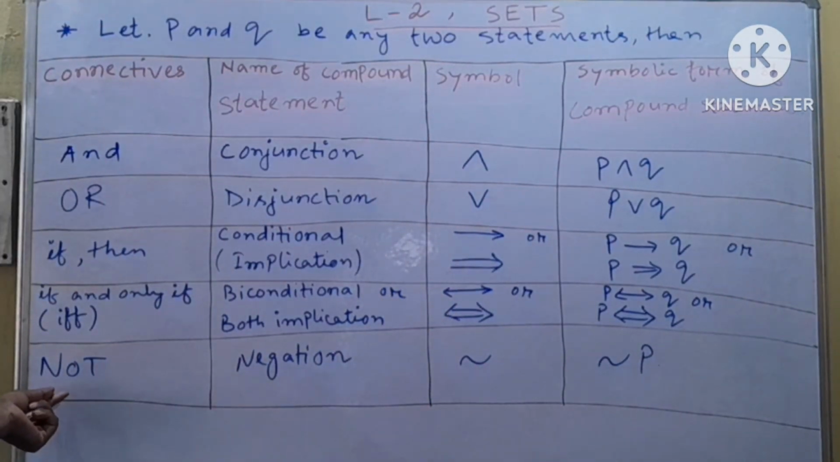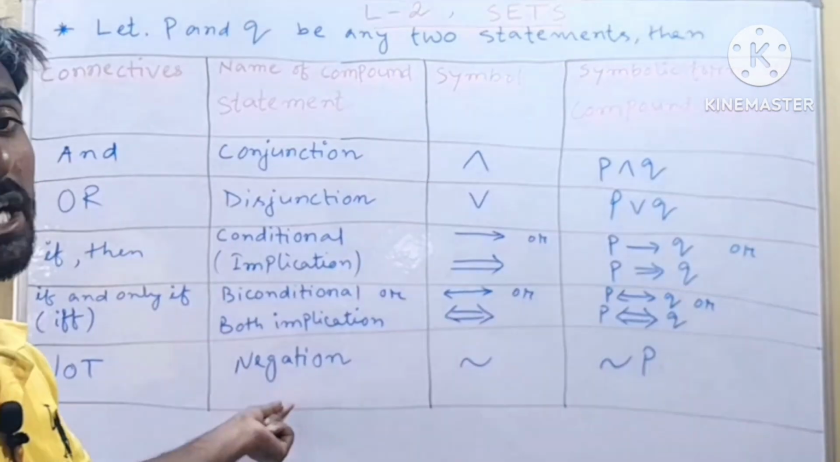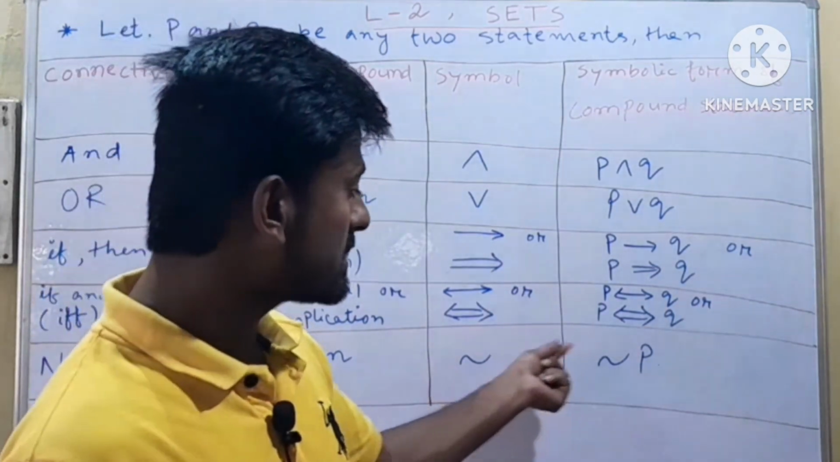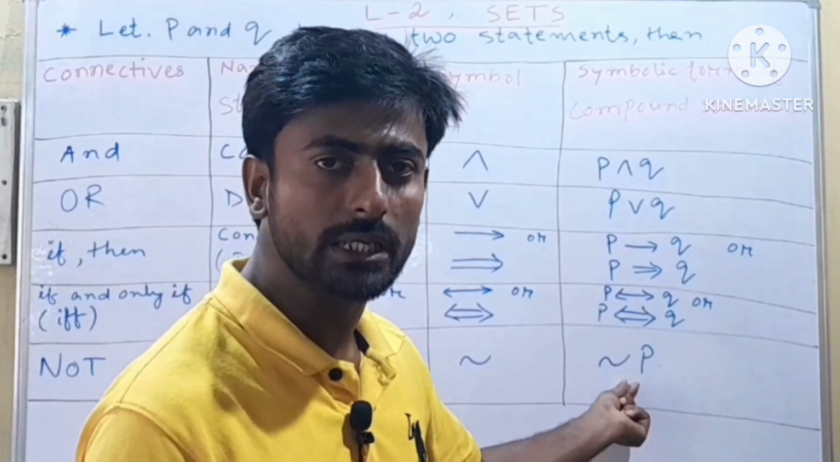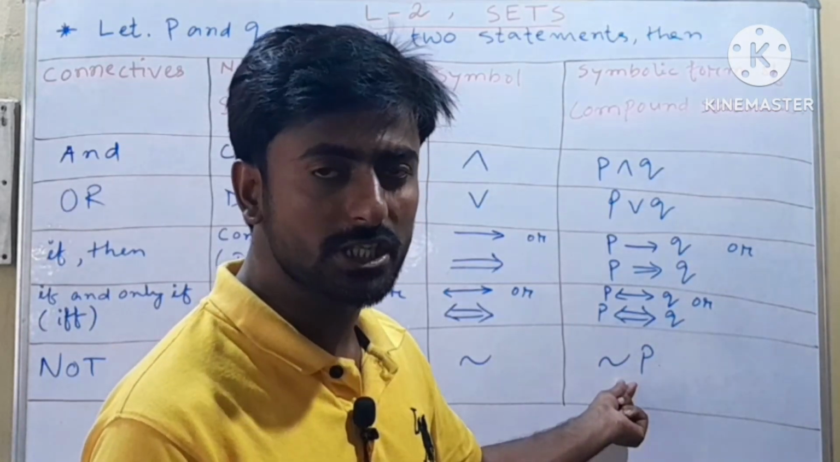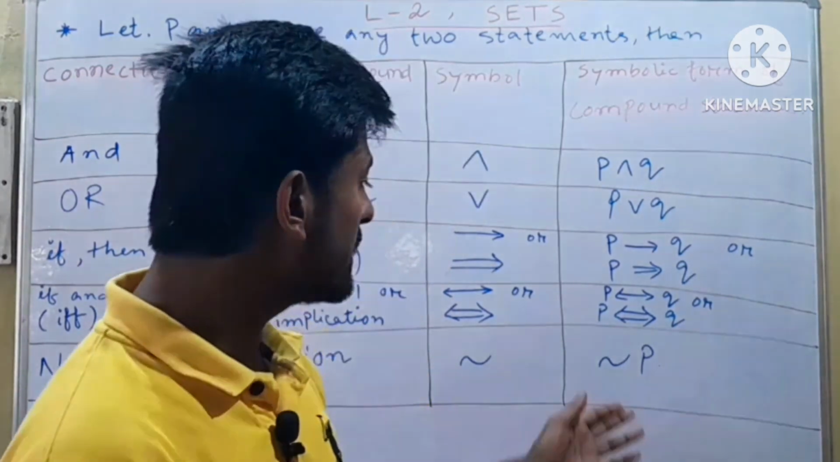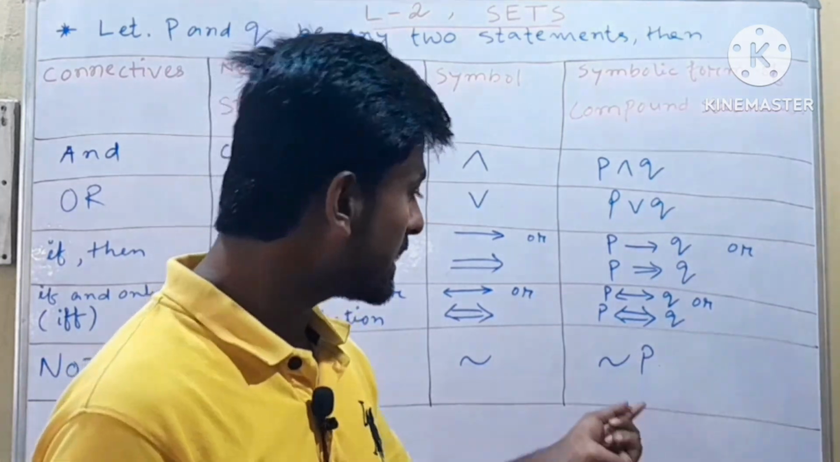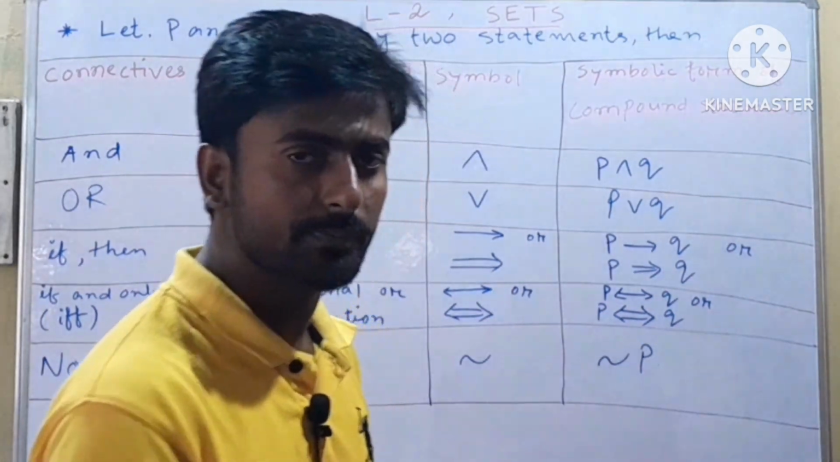Next one, not, means negation. Symbol is this one, and symbolic form is negation of P. That is, if that statement P is true, then negation of P will be false, and if P is false, then negation of P will be true.